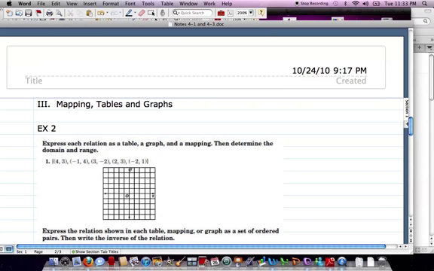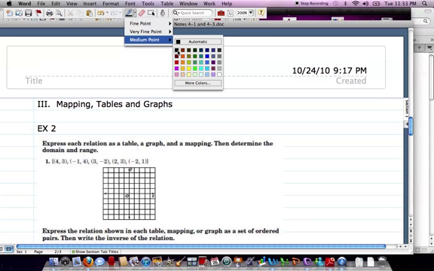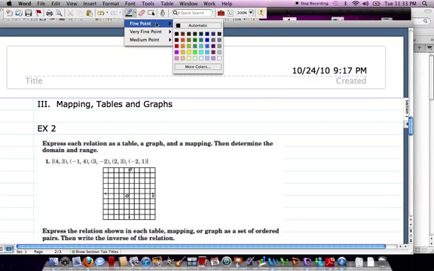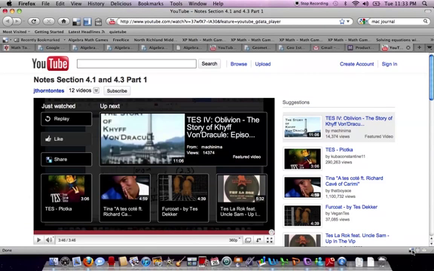Okay, this is part 3 of our notes from section 4.1 and 4.3. To be more specific, this is 4.3. Now, it brings us to this whole idea of mapping tables and graphs. Now, tables and graphs shouldn't be anything new.